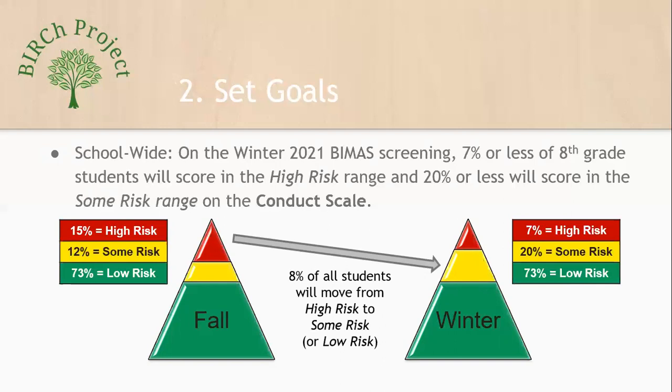Related to what we've talked about before, it's important to understand what's happening that will lead to this goal. If I achieve this goal, what it means is that 8% of all of my students who fell in the high risk range in the fall screening will move to a lower risk category.